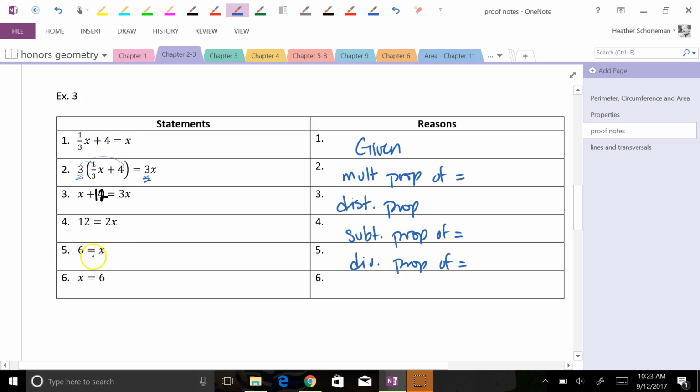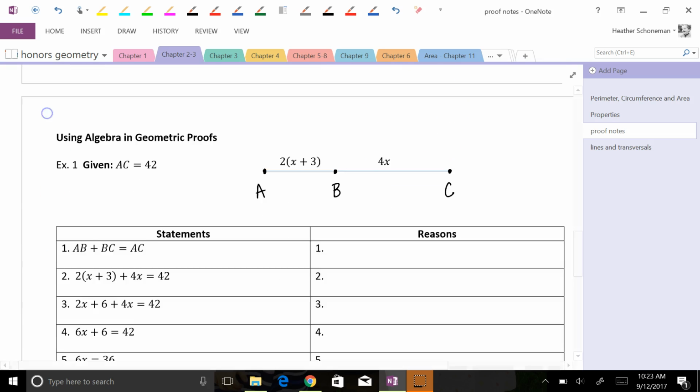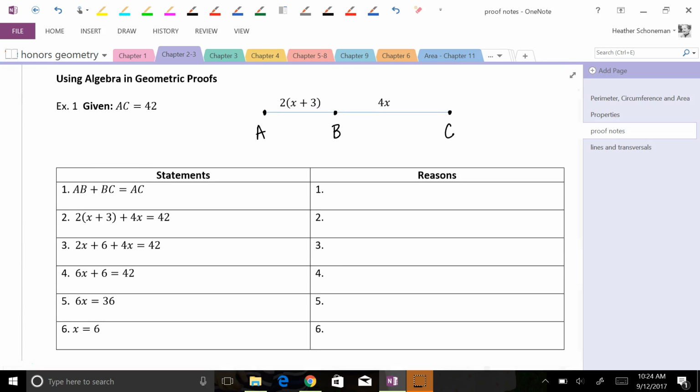6. So think of this as an if-then statement. So if 6 equals x, then x equals 6. Well, the way we can flip it is by the symmetric property. Symmetric property. Okay, those are the algebra ones. Let's see the same idea with geometric ones.